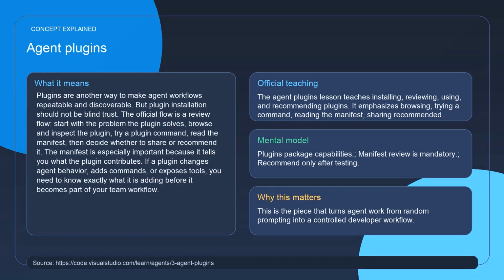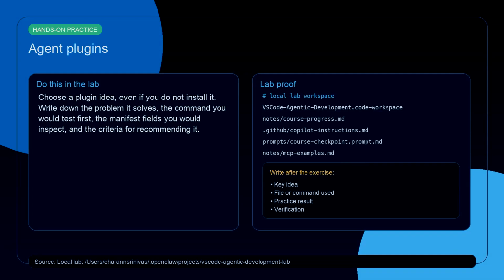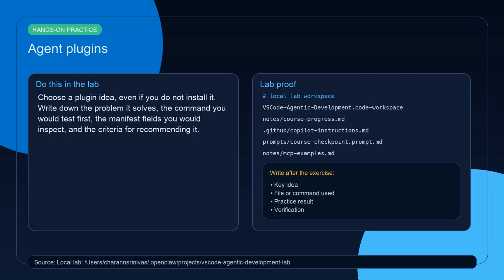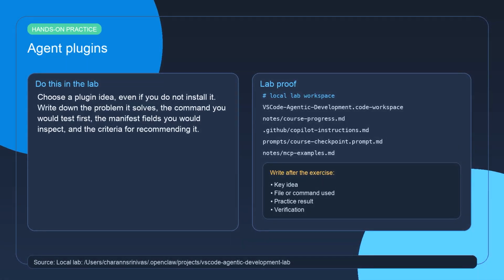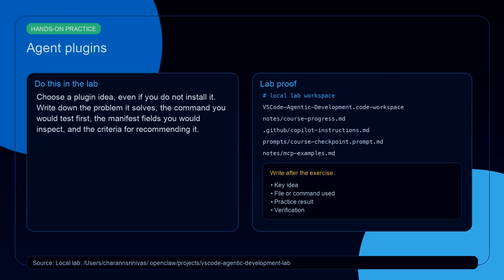The manifest is especially important because it tells you what the plugin contributes. If a plugin changes agent behavior, adds commands, or exposes tools, you need to know exactly what it is adding before it becomes part of your team workflow.